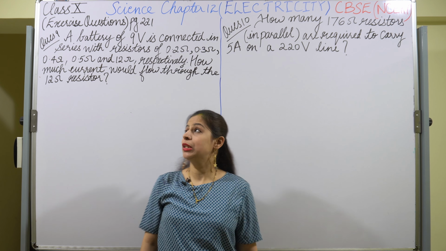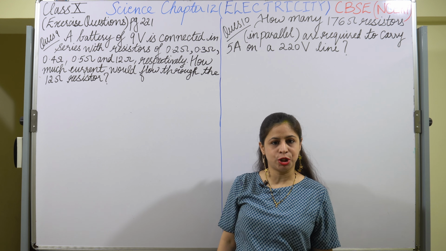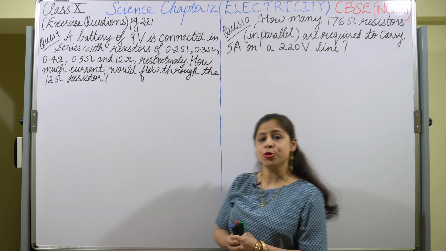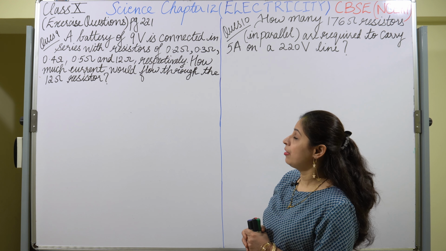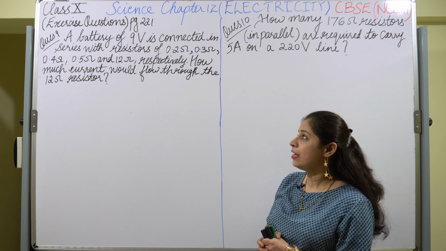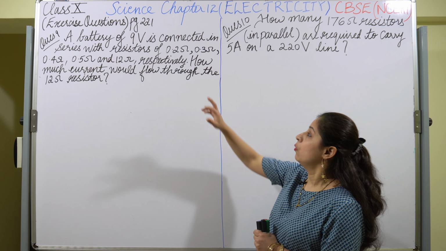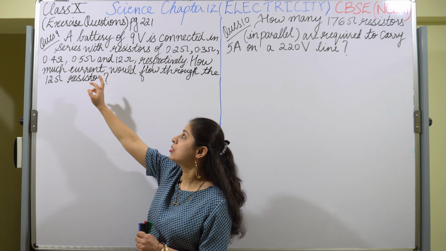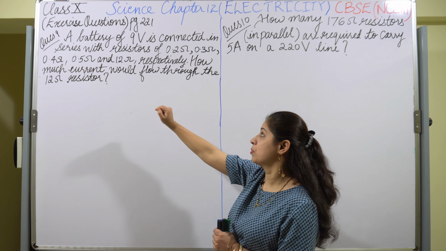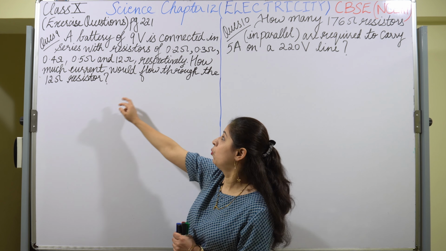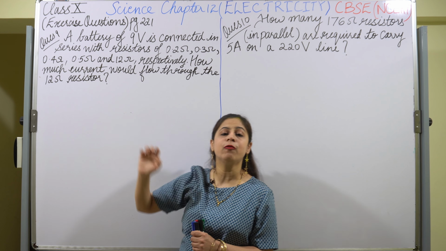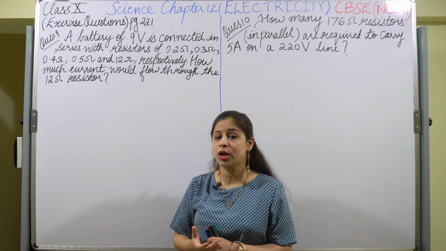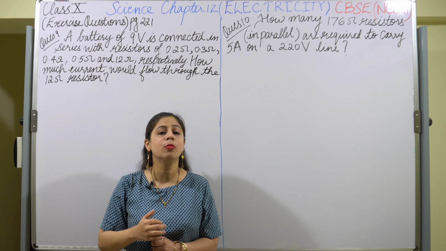So let us start with the class 10 exercise questions of chapter 12, Electricity, of science. Question number 9 says: a battery of 9 volts is connected in series with resistors of value 0.2 ohms, 0.3 ohms, 0.4 ohms, 0.5 ohms and 12 ohms respectively. How much current would flow through the 12 ohm resistor? So in this question we need to find out the current.